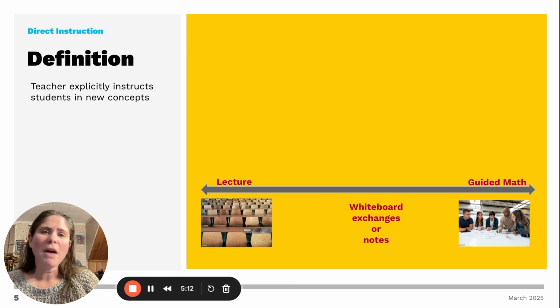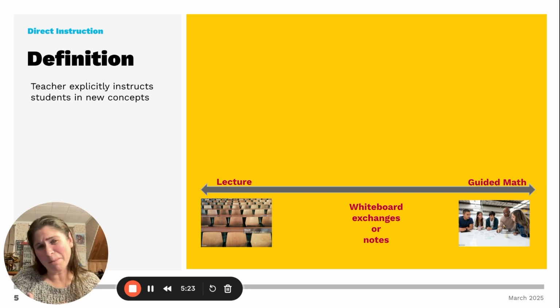Some direct instruction methods involve a lot of whiteboard exchanges or students taking active notes either in their workbook or their notebook, all the way through to a method that I used a lot as an elementary teacher, guided math, where you may have small groups of students working directly with the teacher while other students are exploring and practicing other things.